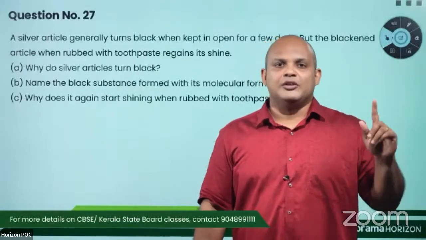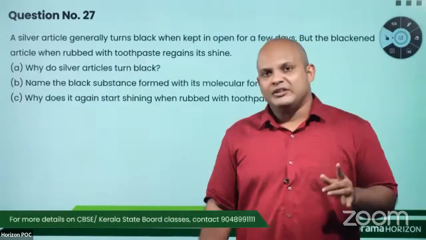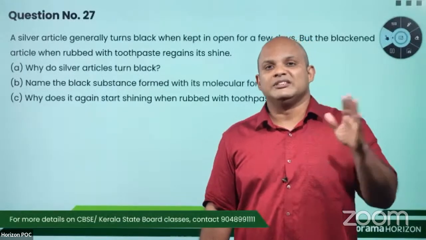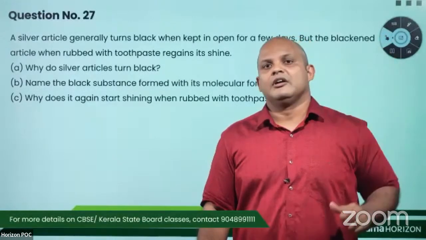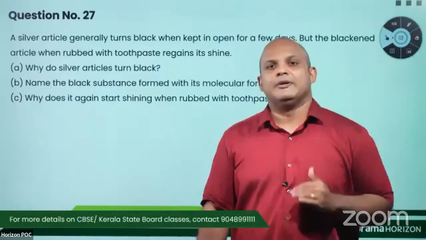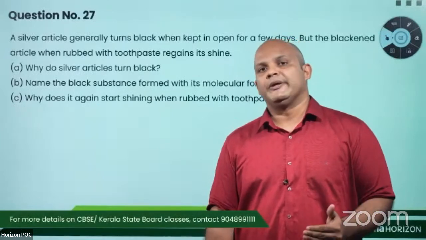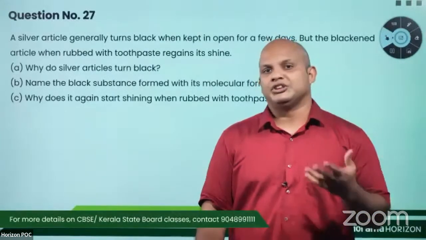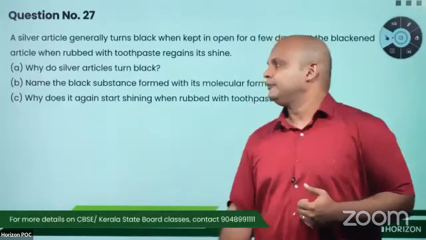Peroxide also has another useful property. It will react with the silver sulfide and it will remove the sulfur. So the surface of the silver will become clean again. So it is the peroxide content in the toothpaste which is helping us to recover the shiny color of the silver article.